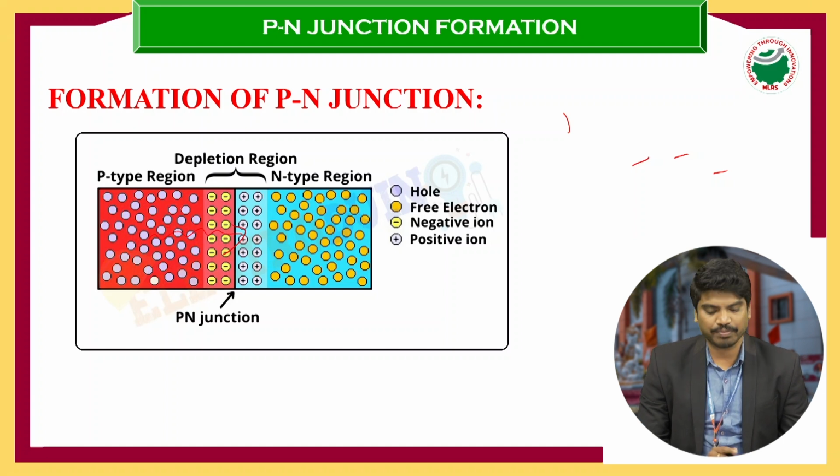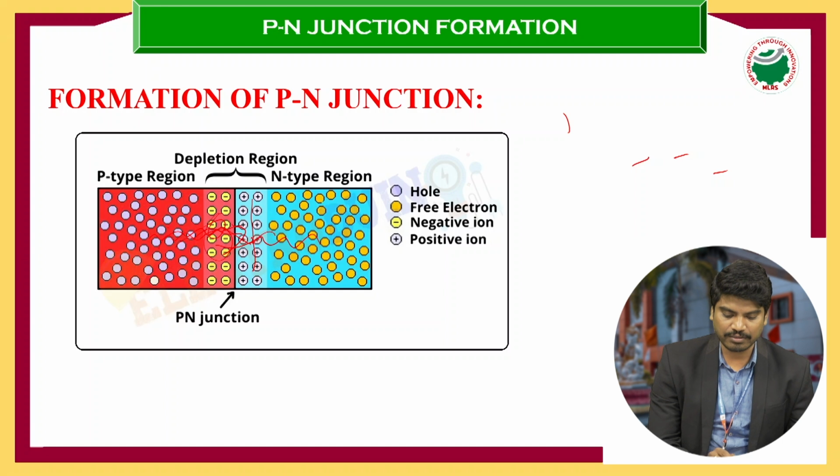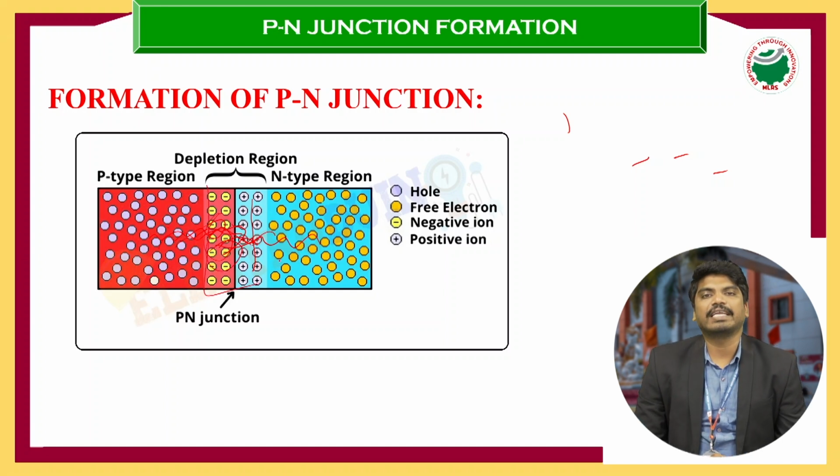will be opposed by these positive ions, and the further flow of electrons from the N side to the P side will be opposed by these negative ions. That means this region is also a recombination region. So whichever holes are moving from the P side to the N side, whoever comes first recombines with the electron here. Whichever electrons move from here will be recombined here, and they will form an immovable region.